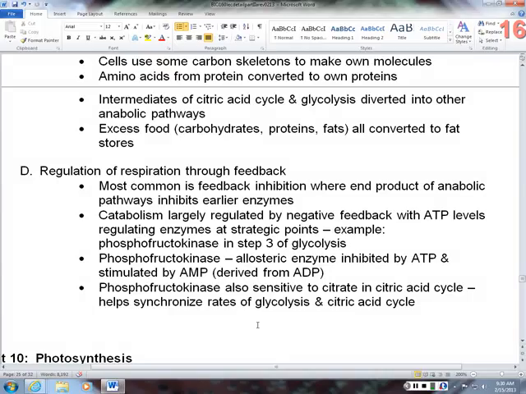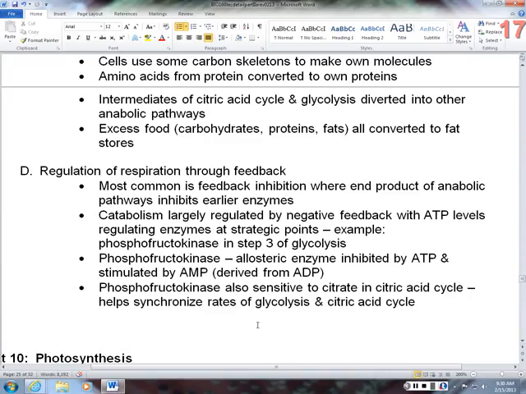Catabolism is largely regulated by negative feedback levels with ATP. And so when you start to have enough ATP in the system, it will shut something down earlier. And there's a few examples of that. You can have it shut down phosphofructokinase in step 3. That enzyme is going to be inhibited by ATP. And then when you start to deplete the ATP to ADP and then AMP, it will stimulate it again.